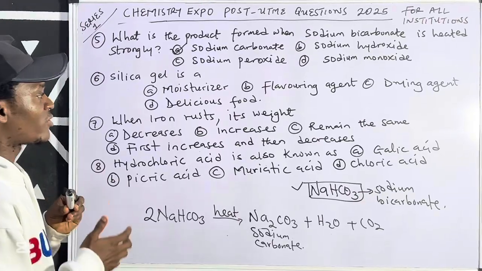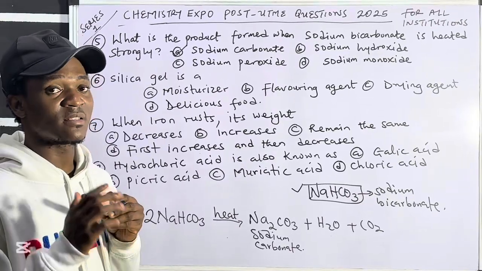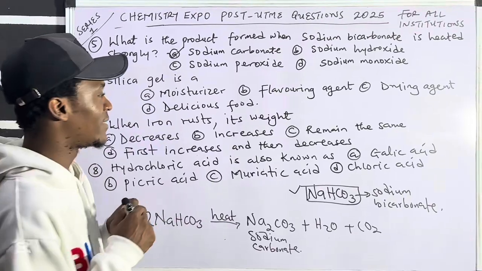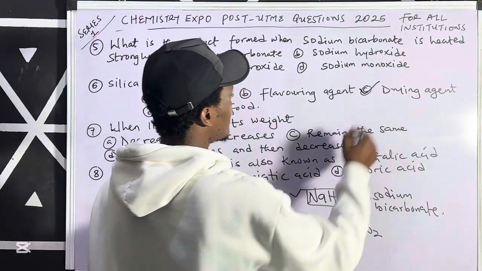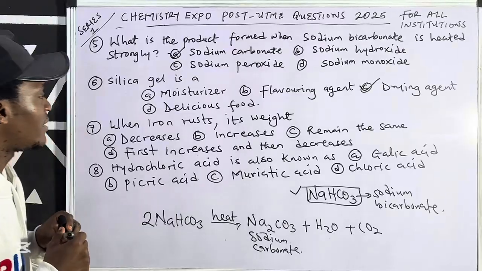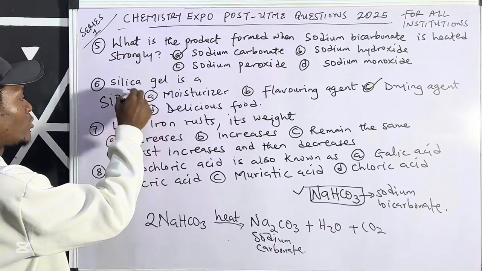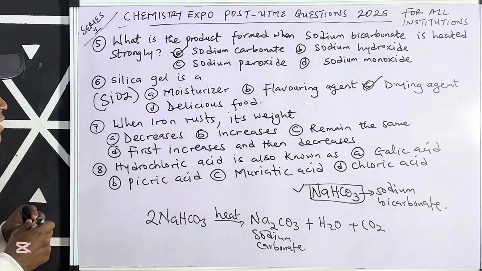And silica gel happens to be an example of a good drying agent. So it is not moisturizer, it's not flavoring agent, it is drying agent, and it's not delicious food. That one is outside the box. So the correct option is C. Silica gel is drying agent. The formula of silica gel is SiO2. That's the formula of silica gel.